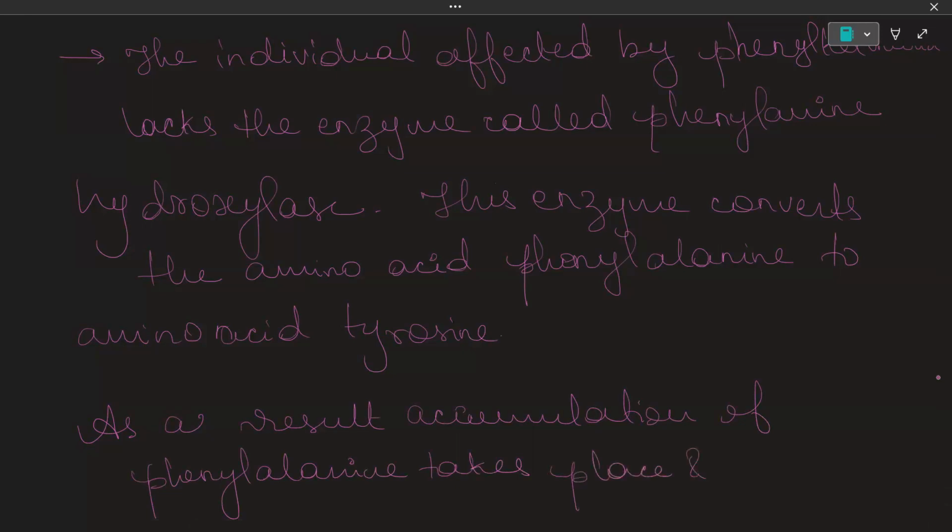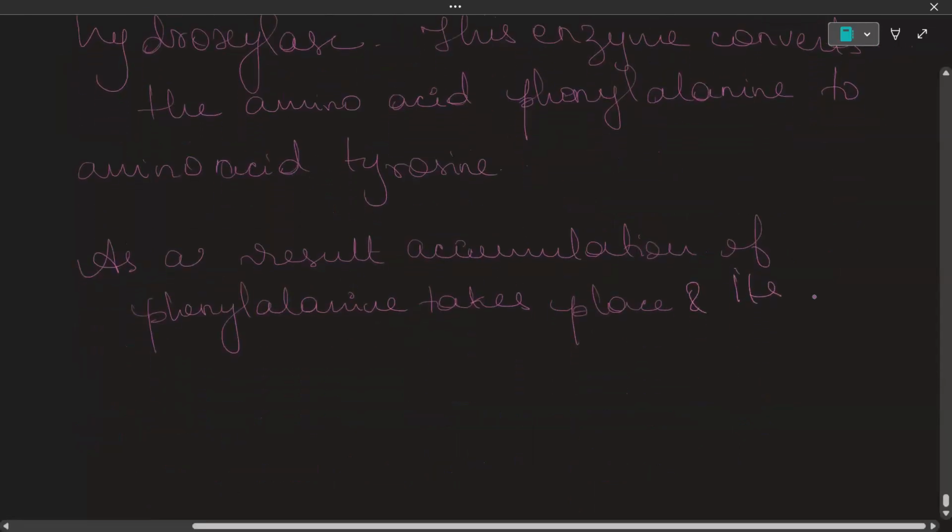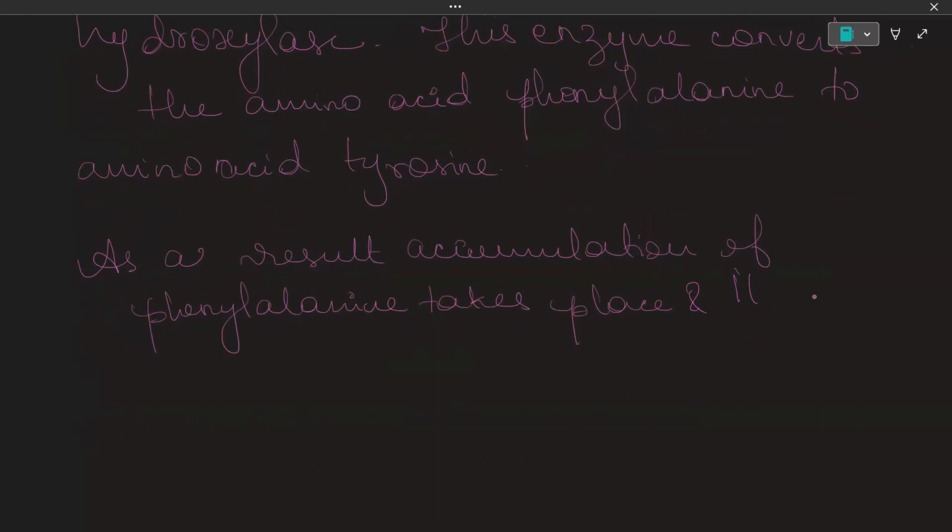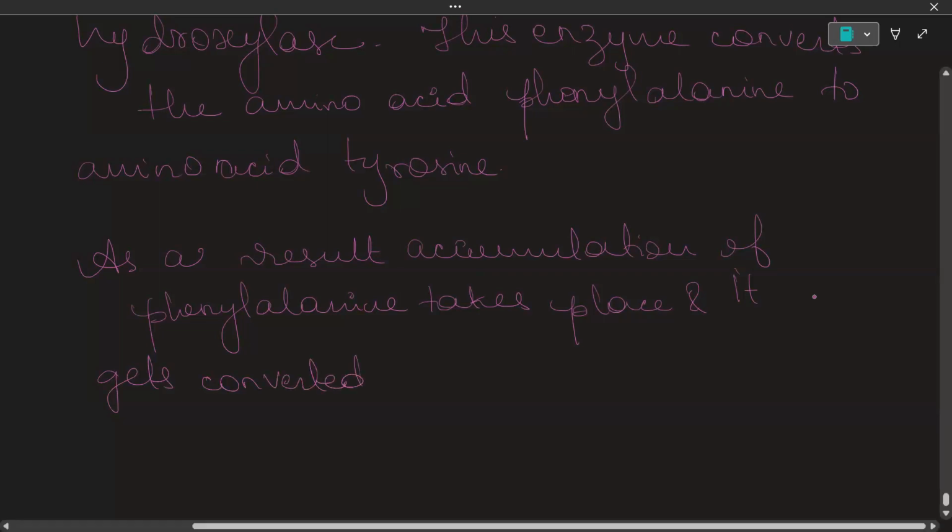And it gets converted into phenylpyruvic acid. From phenylalanine, it gets converted into phenylpyruvic acid.